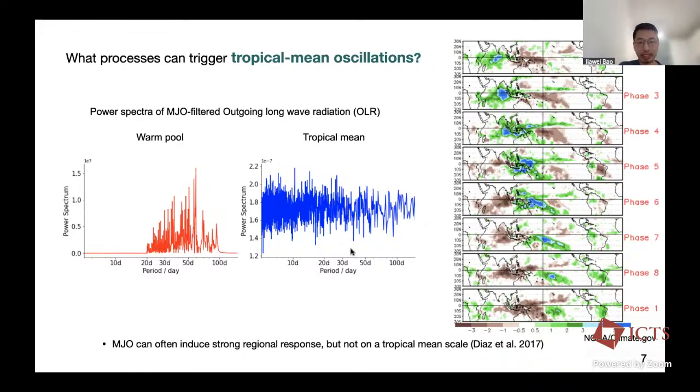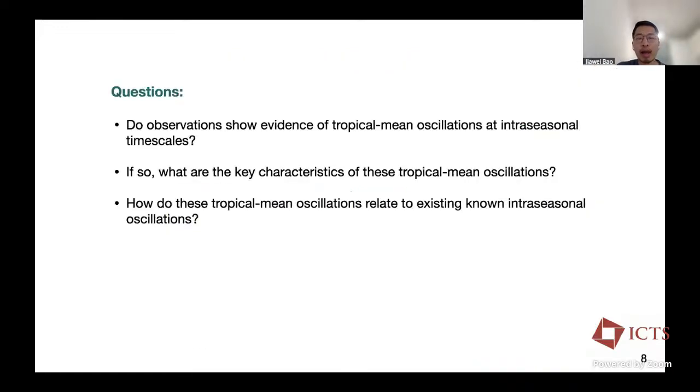But then that basically leads to the question of this talk. Do observations show evidence of tropical mean oscillations at intra-seasonal timescales, the fast timescales? We don't seem to see this based on the simple analysis I showed earlier. But if so, what are the key characteristics of these tropical mean oscillations? And how do these tropical mean oscillations relate to the existing known intra-seasonal oscillations?